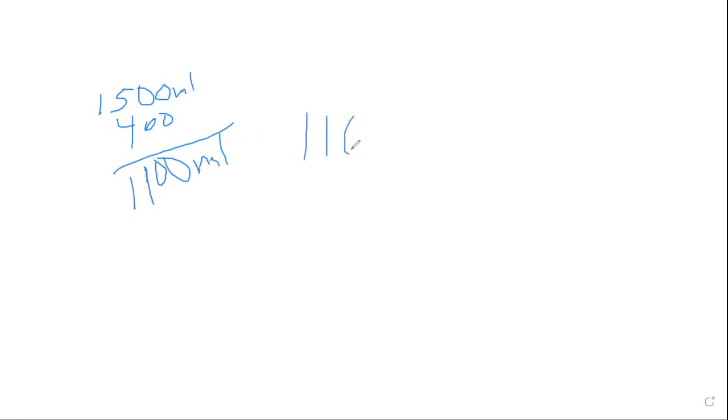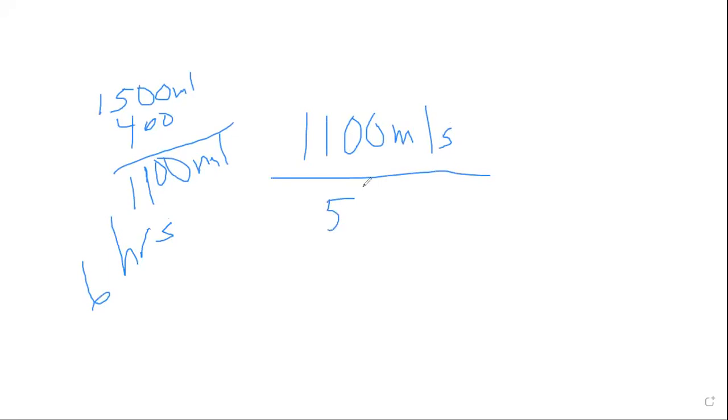Okay, so again, we started with 1500 mLs. 400 went out. That left us with 1100 mLs. So that's our total volume because we're calculating the drip rate, remember. So our total volume is 1100 mLs. Our time was 6 hours and 1 hour went past. So now we're at 5 hours. We're going to take that times 60 to get our minutes. So now we have 300 minutes.